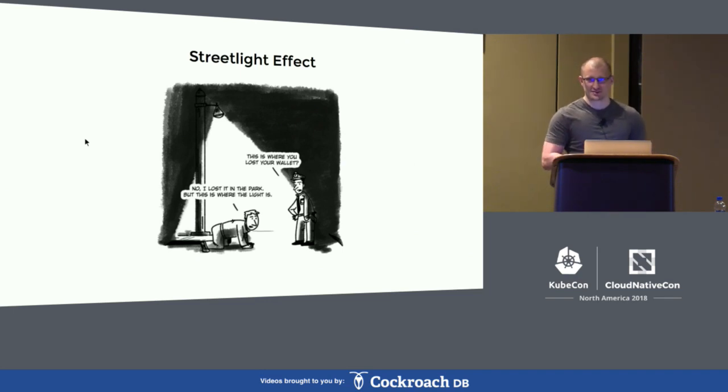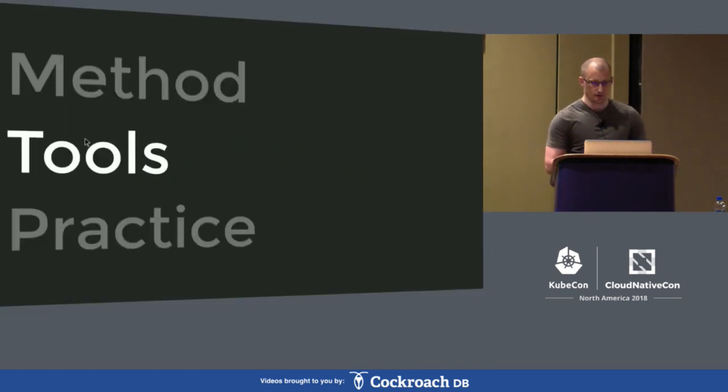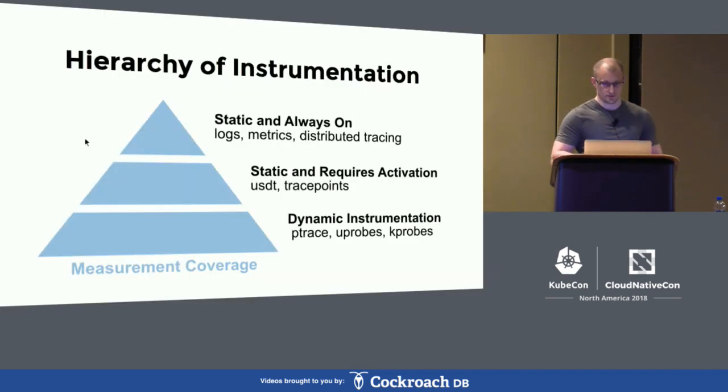You might have experienced this effect in using tools and trying to debug problems yourself, where your tool just illuminates a small area of possibilities, and so that's where you look. But the problem isn't actually where you're looking. What we want is a flashlight where we can walk around wherever we want and shine the light on whatever we want to find the wallet in the park, not under the street lamp. So we need tools that can give us answers to any arbitrary question we want to ask. We're going to talk about some of those tools now.